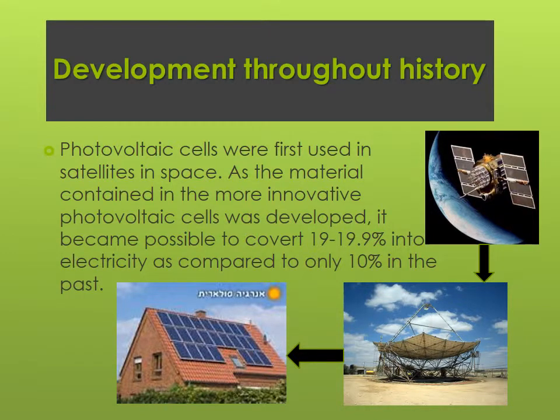Let's see the development through history. At first, the photovoltaic cells were used in satellites in space. As the years passed, the technology developed and the photovoltaic cells started to be used in solar roofs. At this point, we were able to use 19 to 19.9% of the sunlight as electricity. That is a massive development compared to the past, when we could only convert 10% from the sun.